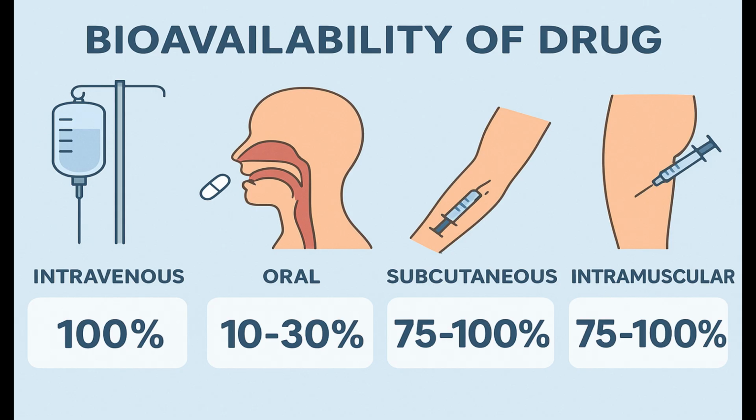F. Right, and that's the percentage of the dose that actually makes it into the circulation. Precisely. And for IV drugs, it's easy. F is 100%. It goes straight in. But oral drugs, it's usually less, sometimes much less.